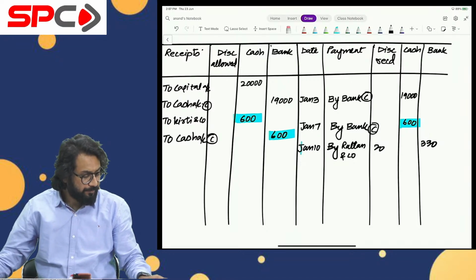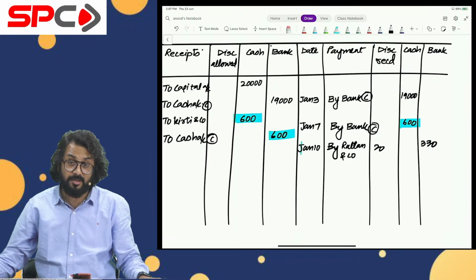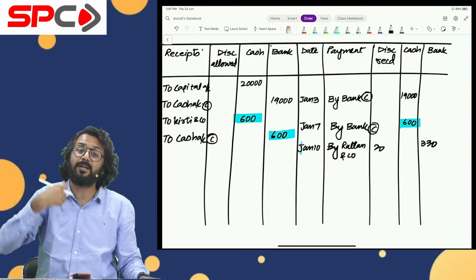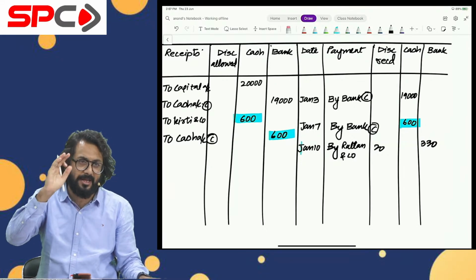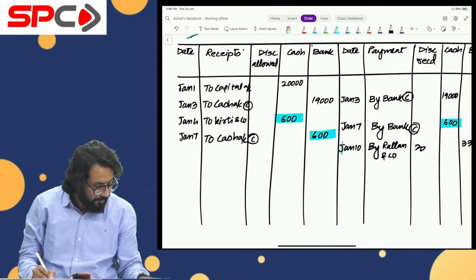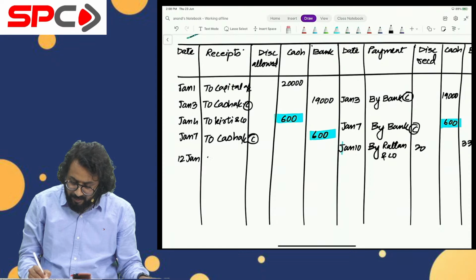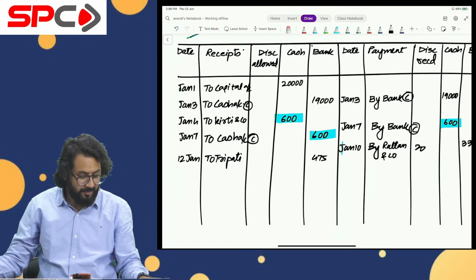Read the next line. Tripathi and company pays into his bank account. Can I get the entry? This was a critical entry because Tripathi and company is a third party, maybe our customer, and he deposited in our bank account. So my entry is bank to Tripathi and company. On the debit side, I'll write down 12 Jan, to Tripathi and company. In which column? Bank column. How much will I write down? 475.